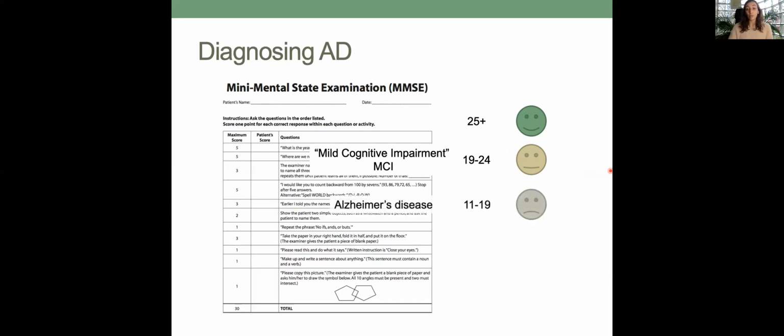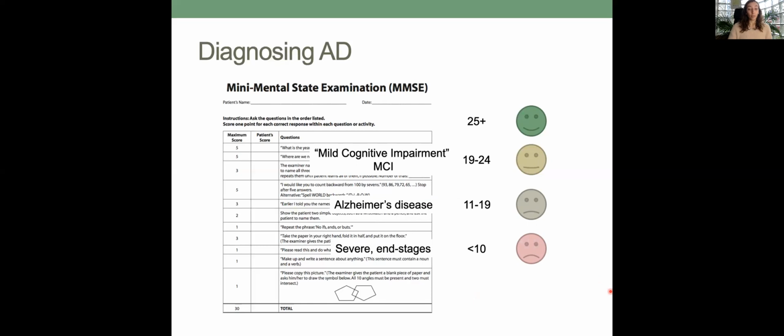Once scores drop into the 11 to 19 range, this will be when a diagnosis of Alzheimer's disease occurs. Beyond that, then scores less than 10, patients will show further decline until end stages. This decline from Alzheimer's disease until death usually takes about 6 to 8 years.